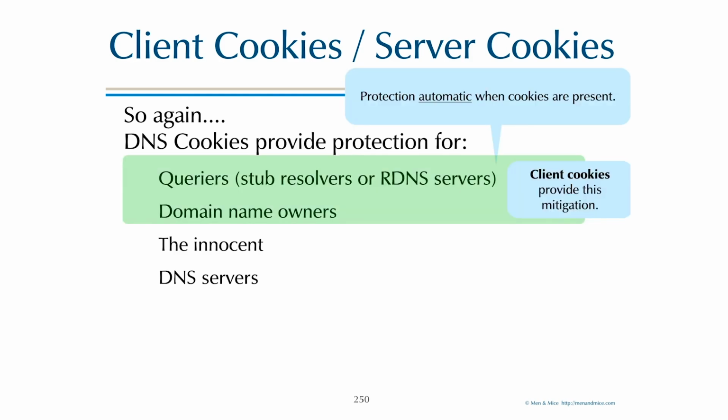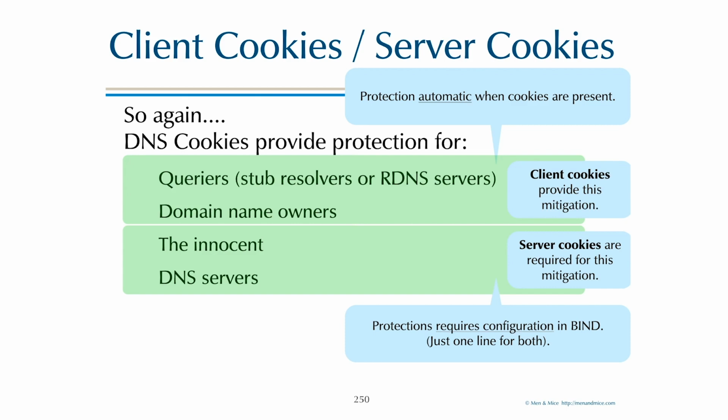How is that done, in the big picture? Well, there's something called a client cookie. As long as the client cookie is present and supported by both the querier, the client, and the server, this protection is automatic. Nothing needs to be configured, it just works. The other protection, for the innocent DNS servers, is provided by something called a server cookie. Server cookies come in addition to the client cookies. We'll talk about the difference in the upcoming slides. That protection requires extra configuration in BIND, but it's just one line of configuration and it works.